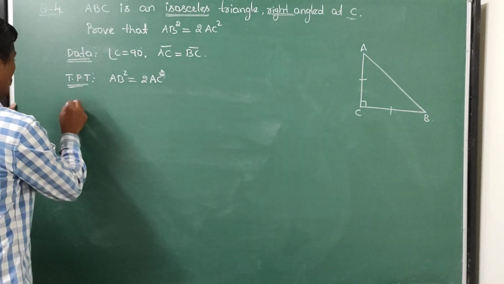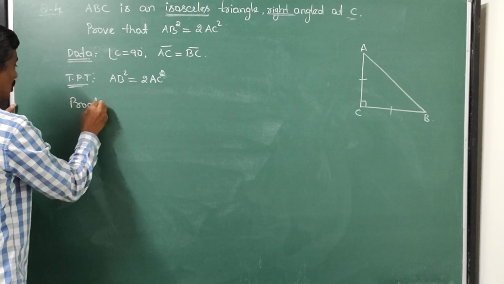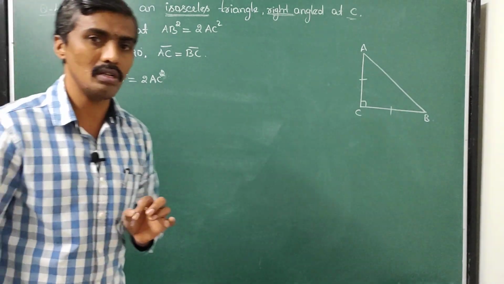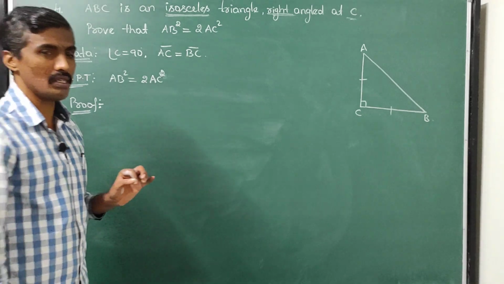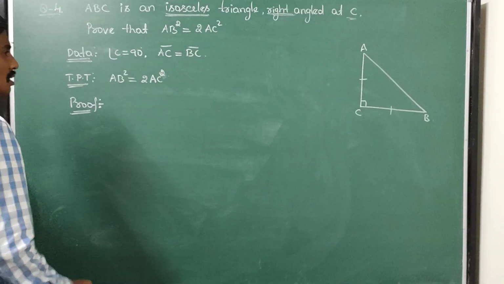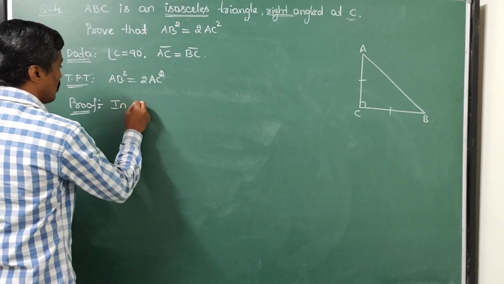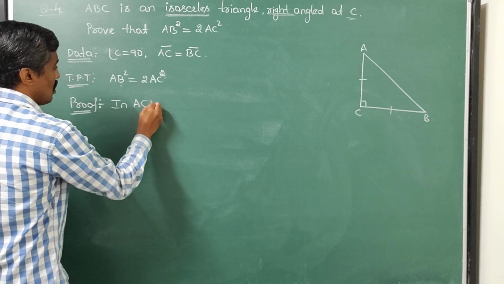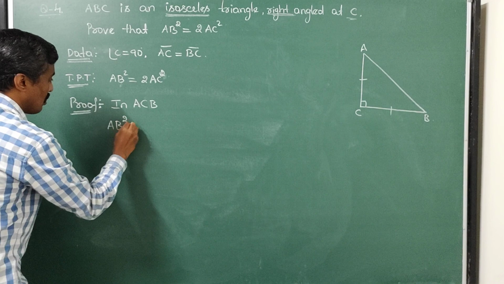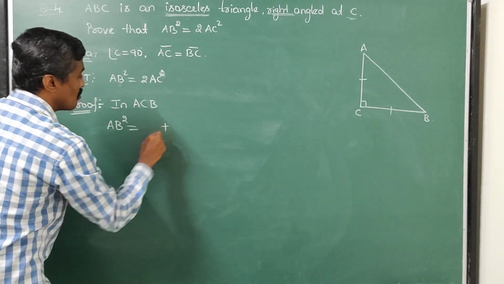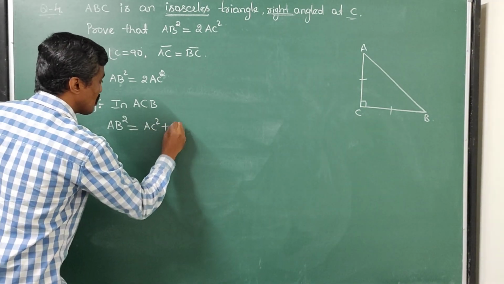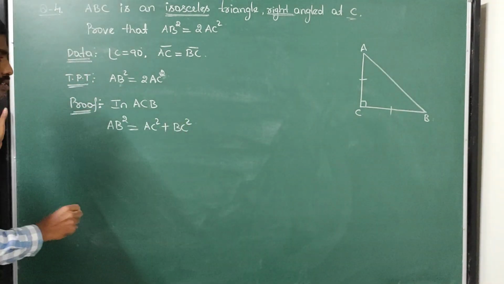In a right angle triangle, this is very important from the point of view of examination, proof as well as statement: state and prove the Pythagoras theorem. The statement is, in a right angle triangle, the square on the hypotenuse is equal to the sum of squares on the other two sides. So in our triangle ACB, apply the Pythagoras theorem. AB square on the hypotenuse is equal to the sum of squares on the other two sides, AC square plus BC square or CB square. So this is the Pythagoras theorem.